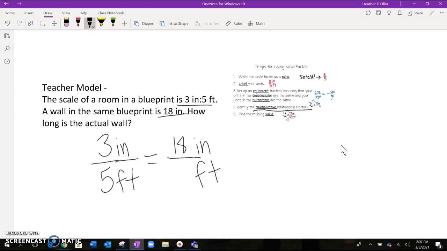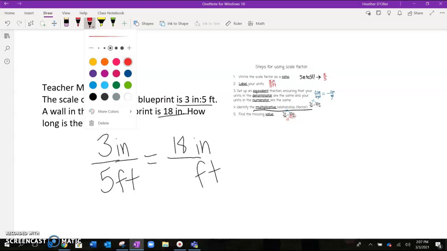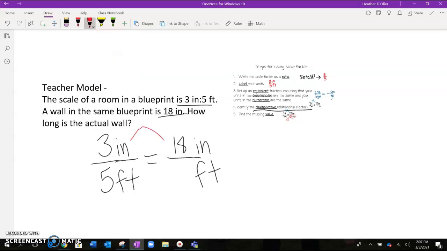Now I need to identify the multiplicative relationship. So I'm looking at how 3 becomes 18 using multiplication. That's what that multiplicative means. So 3 times what gives me 18? Maybe you know it off the top of your head. Maybe you need to use division. I can do 18 divided by 3 to figure that out. So I'm doing it on my calculator. 18 divided by 3. Oh, that's 6. I should have known that. Silly me. So that means that 3 is being multiplied by 6 to give me 18.